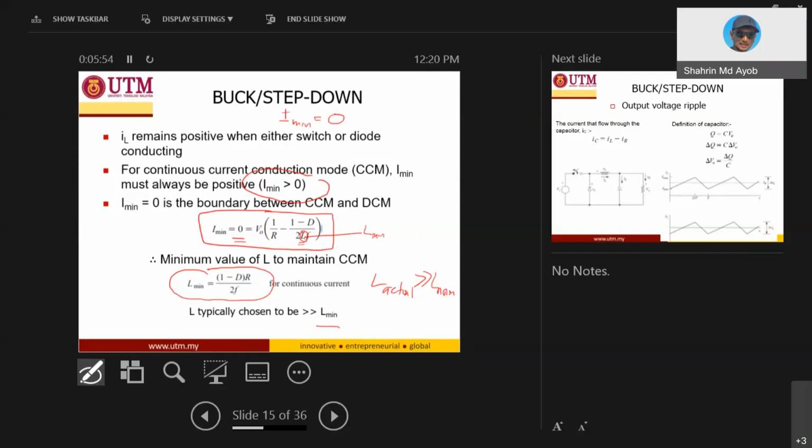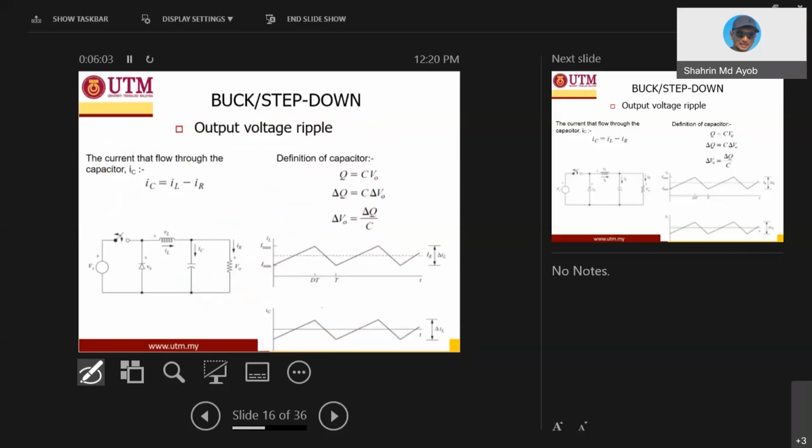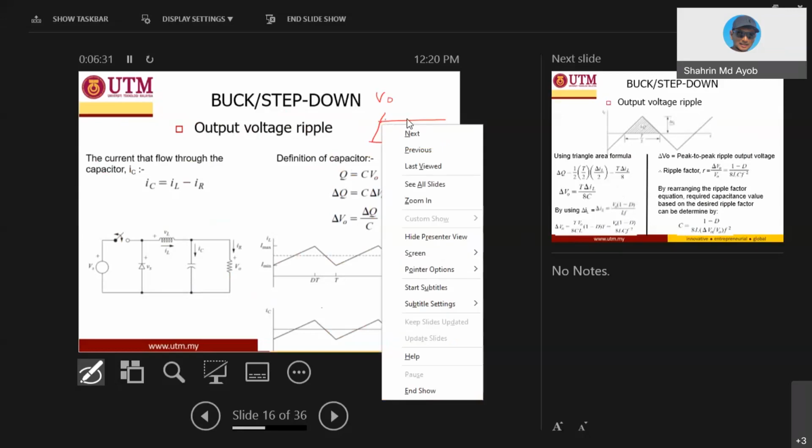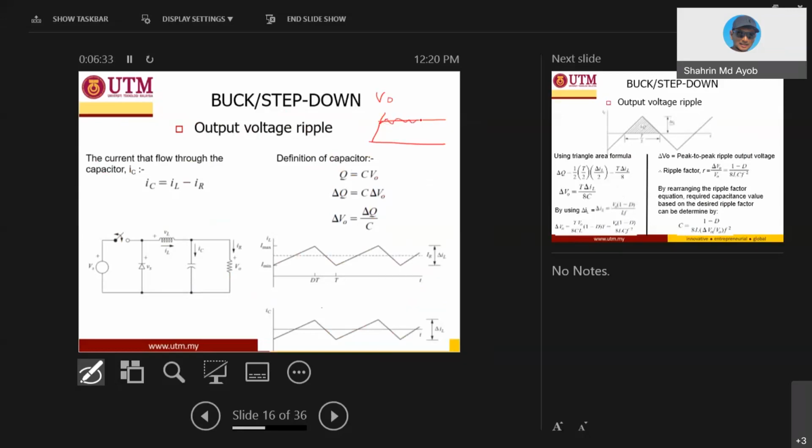Okay, so we have finished on the IL. Next we go for the next analysis, which is the output voltage ripple. Since this is a DC-DC converter, your input is a DC voltage and your output is also a DC voltage, right? But since this involves switching on and off, if this is your V out, it should be a straight line, a constant DC. But if you zoom in, it is actually not a straight line. It actually has some ripple, like this.